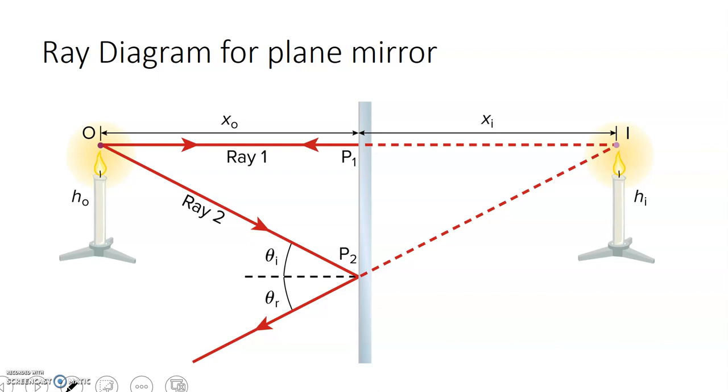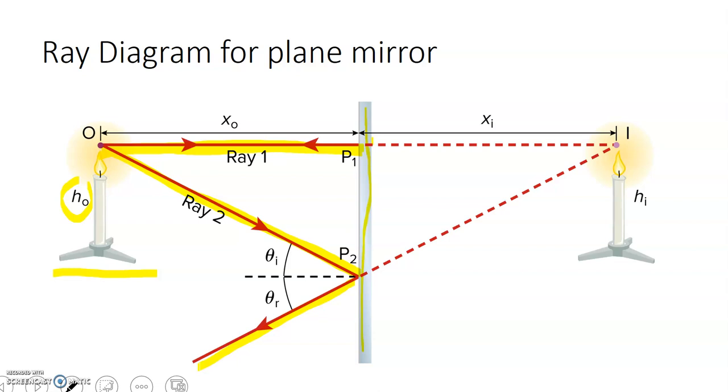So you have an object, which is a candle. The height of the object is given as HO. This is a plane mirror. I have chosen a point at the top of the object, that point be O. The first step is to draw the incident ray from the object to the mirror. So I am drawing one ray going straight from this particular point and the other ray making an angle with the plane mirror. The light ray which is traveling in a straight line will reflect back in the same direction. The light ray which is making an angle will make an angle equivalent to the angle of incidence and it gets reflected.